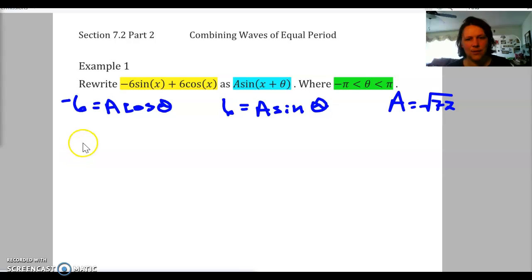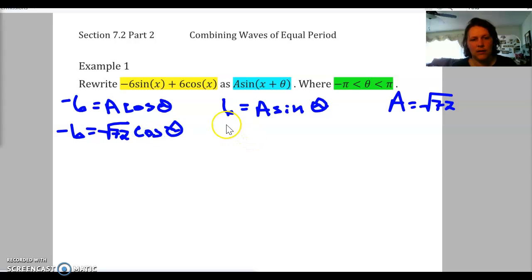Okay, and we're back. So I wrote up here the important parts of what we got from the last clip. We have negative 6 equals a cosine theta, and positive 6 equals a sine theta, and then using our Pythagorean identity, we solved for a equals the square root of 72. Now from there, we're going to plug in a for both of these. So now we have negative 6 equals the square root of 72 cosine theta, and 6 equals the square root of 72 sine theta.